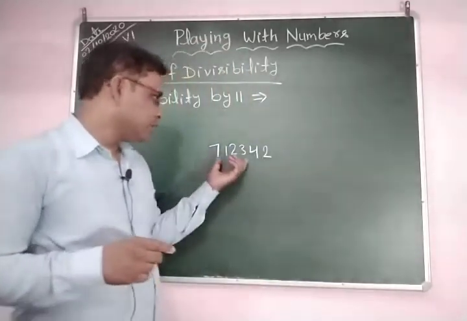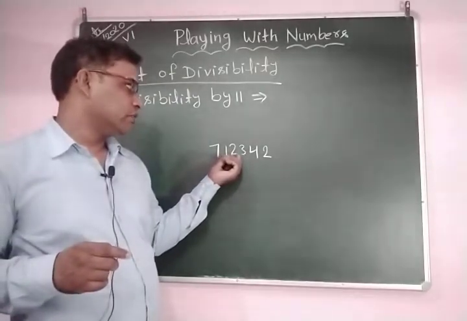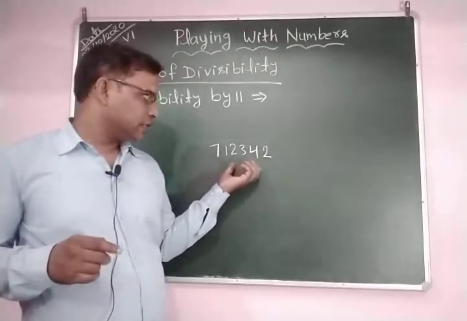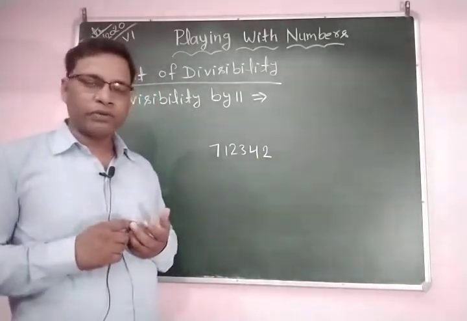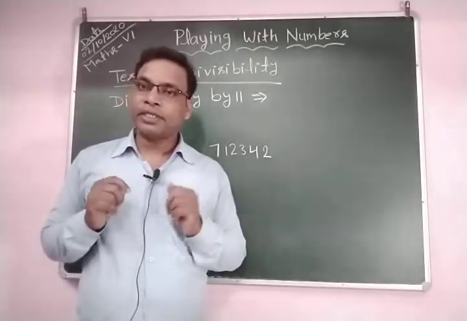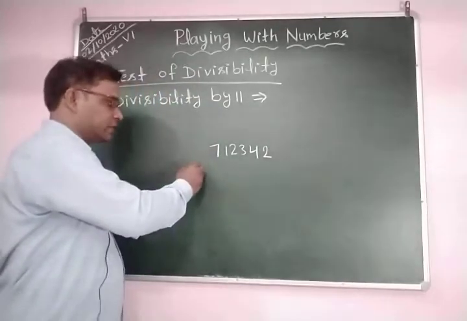So here we take a random number, 712,342. Is this number divisible by 3 or not? How do we check? First you find the sum of the digits of the number. First write here the sum of digits. What is it?